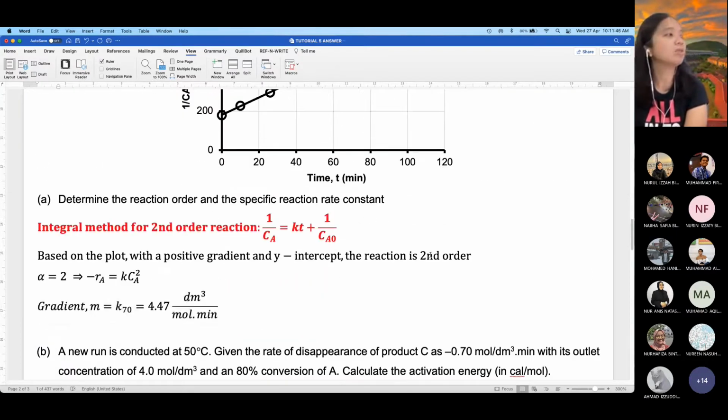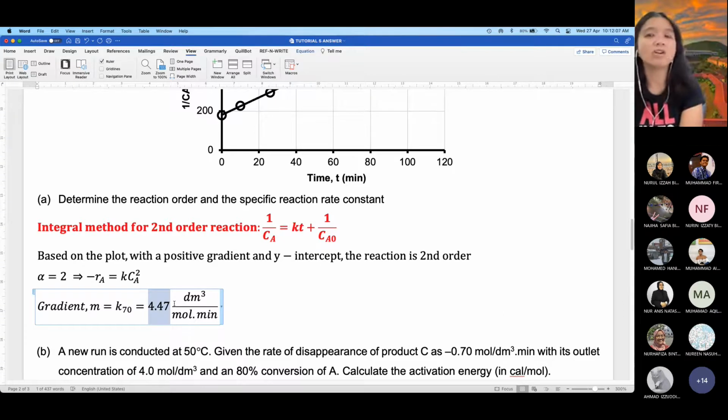So you must remember, writing the subscript 70 is not strictly required. Just that I write it so that I remember that this value of K is exclusively only at 70 Celsius, which is the reaction temperature, and is equal to 4.47. So again, the unit you have to check.